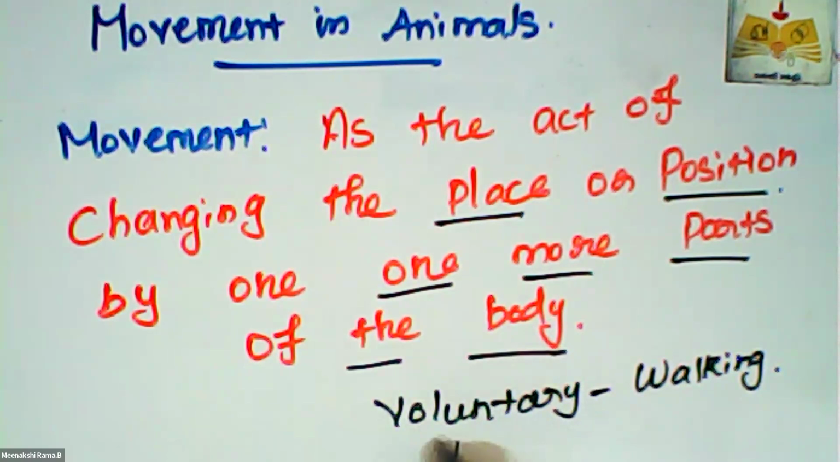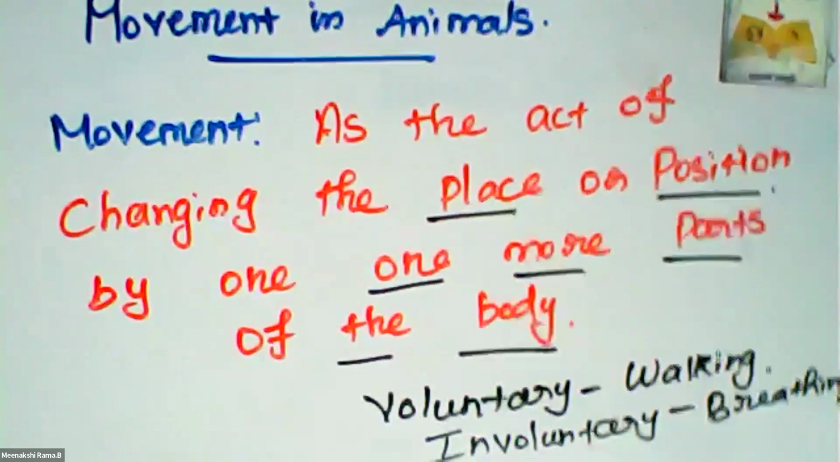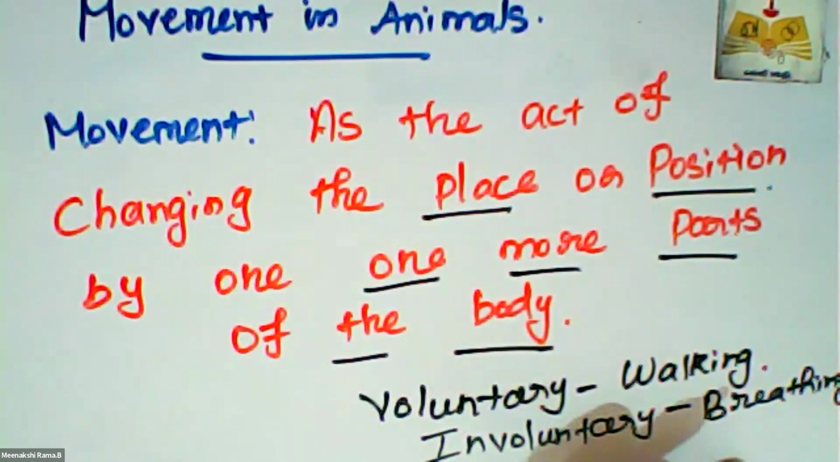And then another one is involuntary. Involuntary action means breathing. Breathing is an example of involuntary action. Without our permission, the breathing process starts from the minute of our birth till the end. We can't control the breathing action, can we? Yes, that action is called an involuntary action.